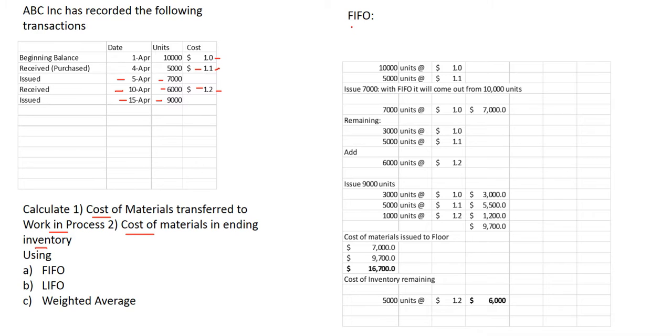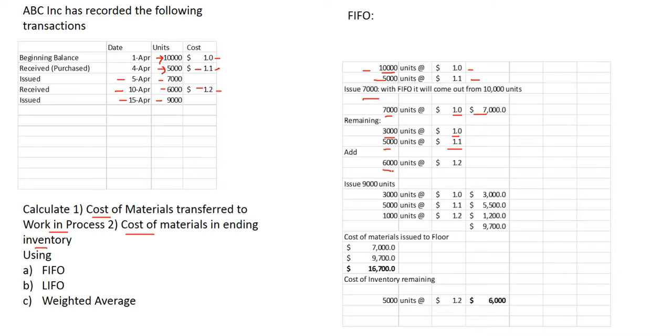In the first in first out case, what we are saying is we are going to ship the first units, the ones that are in the inventory first, to the production floor, and then continue with the ones that we are receiving. At the beginning we have 10,000 units at $1 and 5,000 units at 1.1. We are issuing 7,000. We can issue everything from the 10,000, so that means 7,000 at $1 per unit.